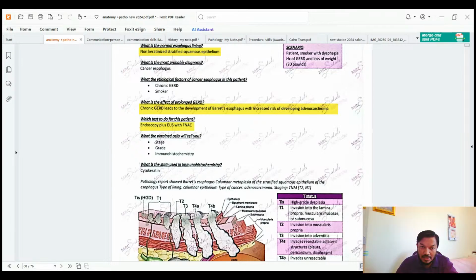What will the FNA cells tell you? Stage, grade, and immunohistochemistry.